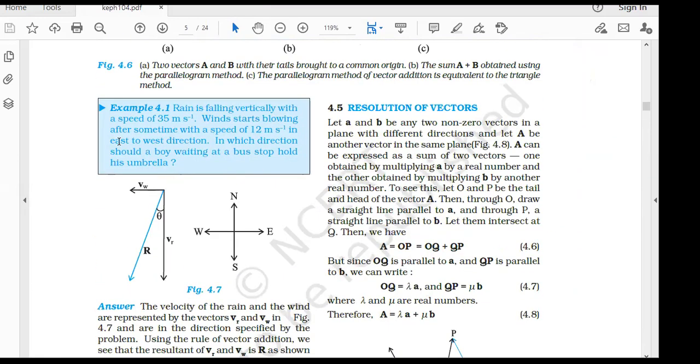Rain falling, we talked about it, right? Rain falling vertically with a speed of 35 meters per second. Wind starts.